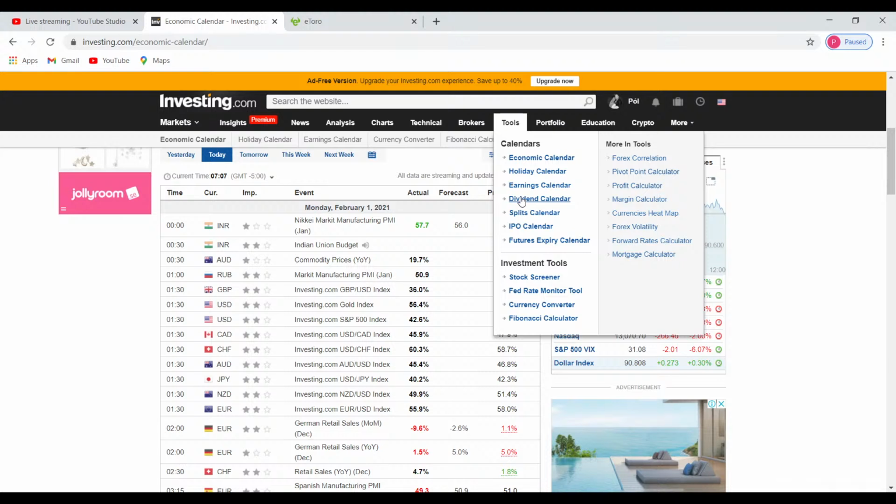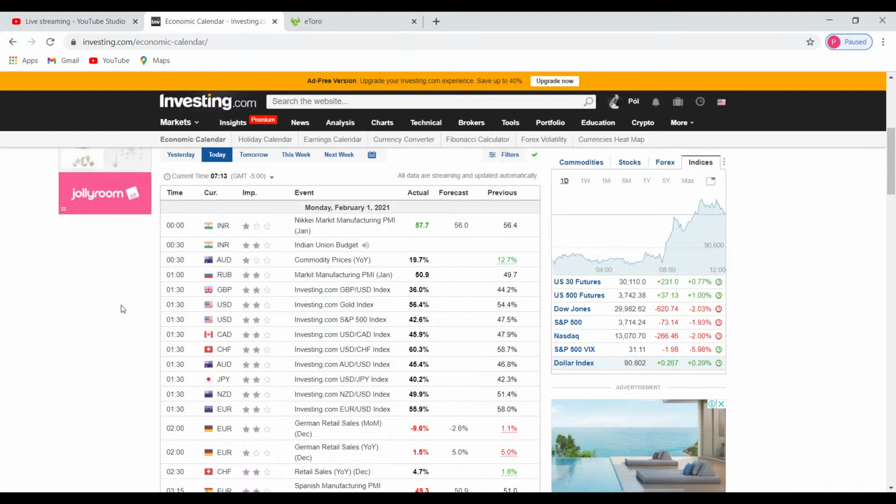And also when you do investing, whether or not you want to invest in a dividend stock or something like that, it's helpful to determine when you receive your dividends. Earnings are extremely important, especially for stocks and indices. And holidays, no, not really. But the economic calendar, that is what I look at every single day.